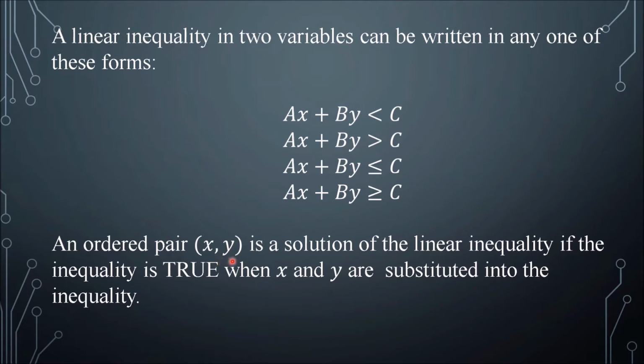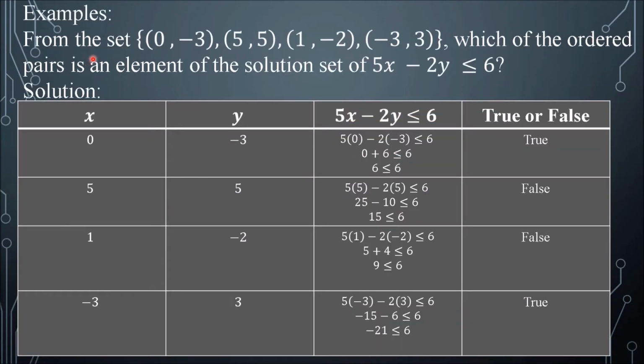An ordered pair (x, y) is a solution of the linear inequality if the inequality is true when x and y are substituted in the inequality. So let's have this example. From the set (0, -3), (5, 5), (1, -2), (-3, 3), which of these ordered pairs is an element of the solution set of 5x - 2y ≤ 6? Meaning to say, we need to find out if (0, -3) is a solution of this, (5, 5) is a solution of this, and so on and so forth.